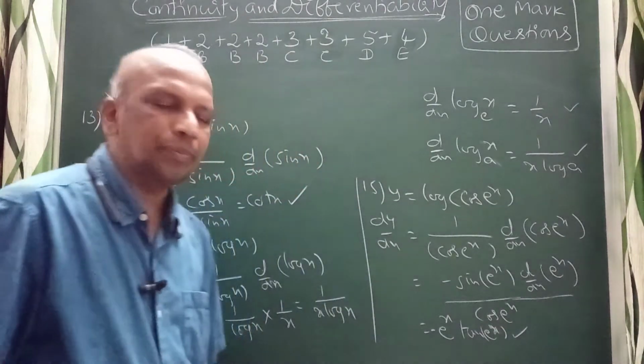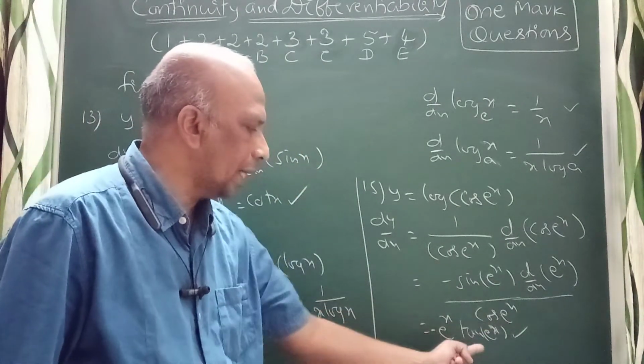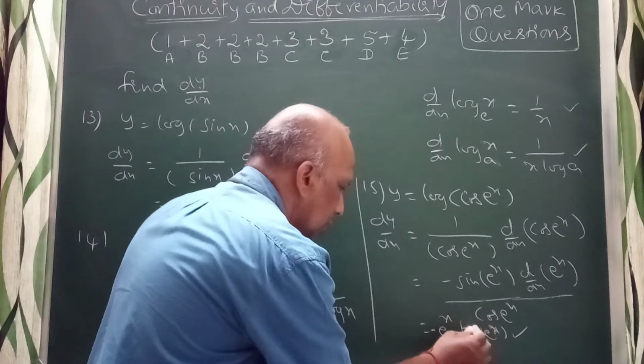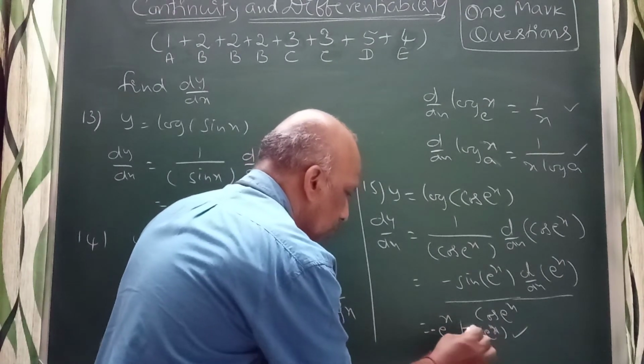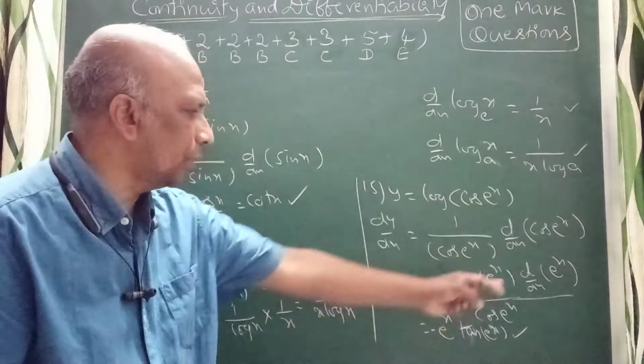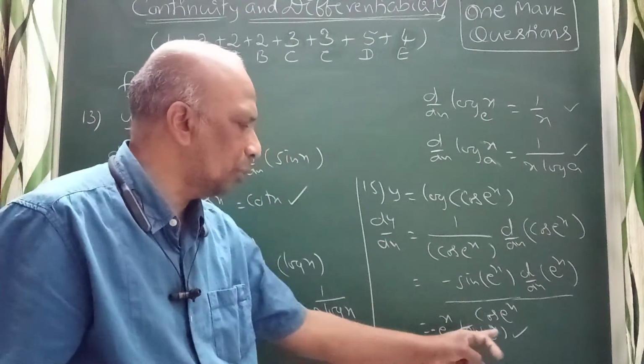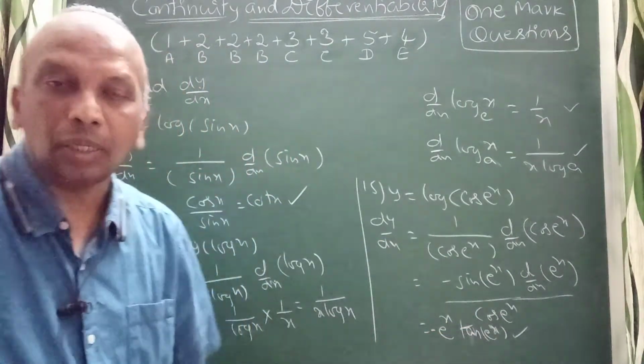You can stop here. So minus sin by cos is tan of e power x, which gives minus e power x tan of e power x. Then we can solve this problem.